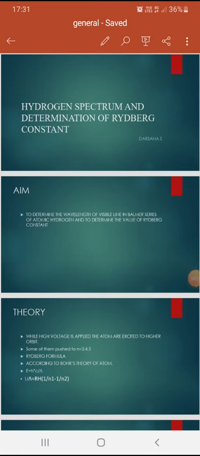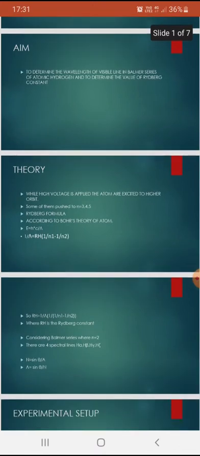Today we are discussing a new experiment, hydrogen spectra and determination of Rydberg constant. The aim of the experiment is to determine the wavelength of visible lines in the Balmer series of atomic hydrogen and to determine the value of the Rydberg constant.